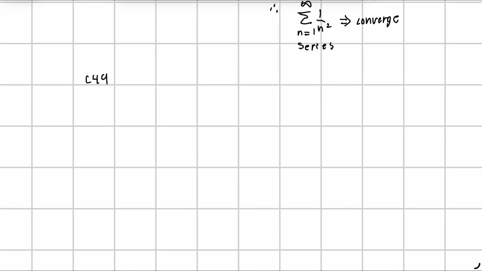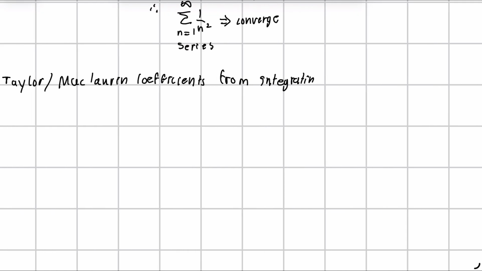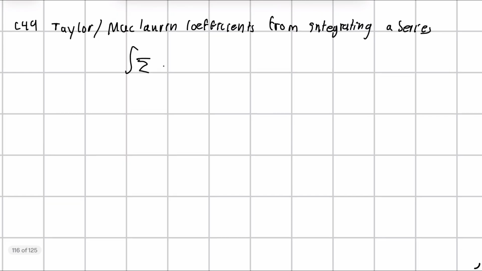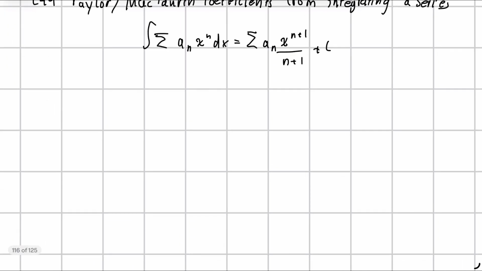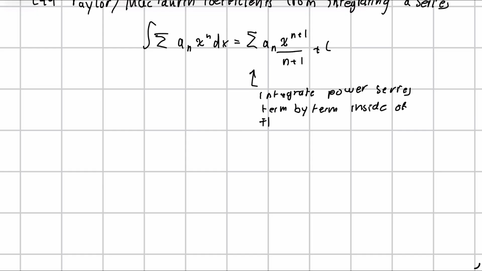Now, what if we have Taylor/Maclaurin coefficients from integrating a series? Basically, our formula is that the integral of the series of a sub n x to the power of n dx is equal to the series of a sub n x to the power of n plus 1 divided by n plus 1, plus c. So basically, you need to know that you can integrate the power series term by term inside of the interval of convergence.